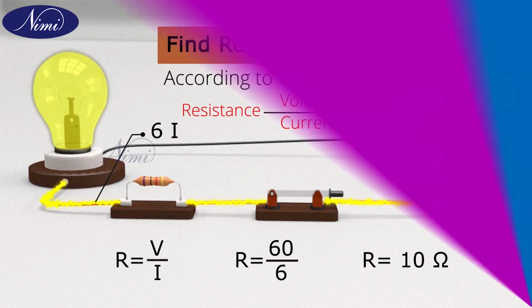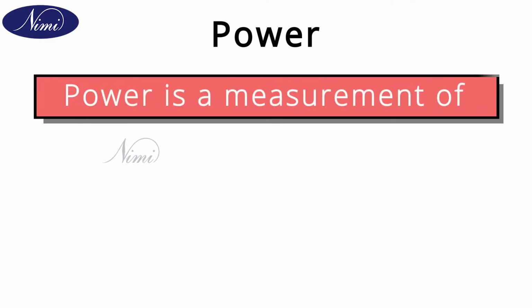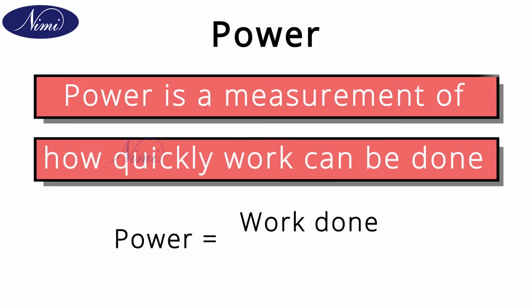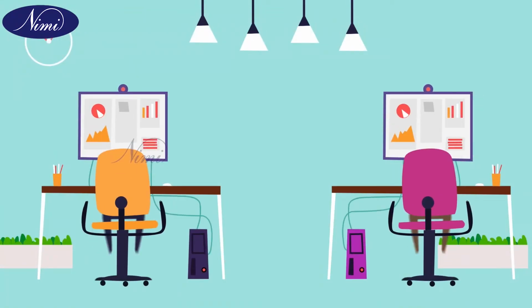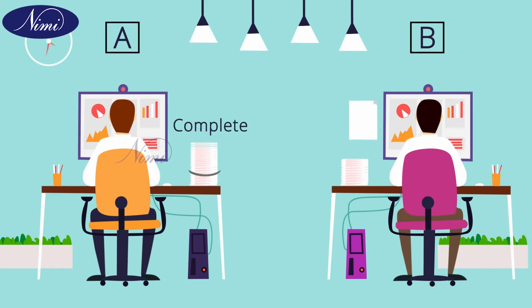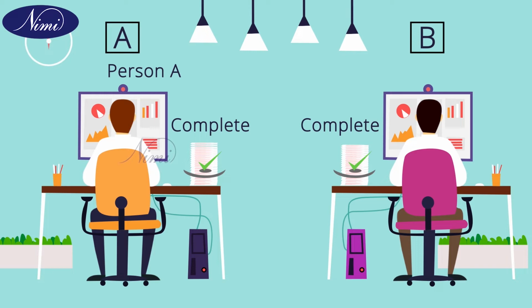Next we are going to see about power. In general, power is a measurement of how quickly work is done. Power is work done by time taken. Suppose a work was allotted equally to 2 persons A and B. If person A could complete the work more quickly than B, it seems person A has more power than person B.